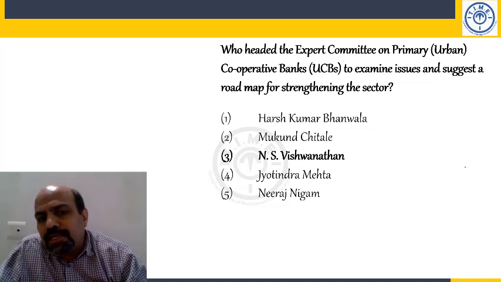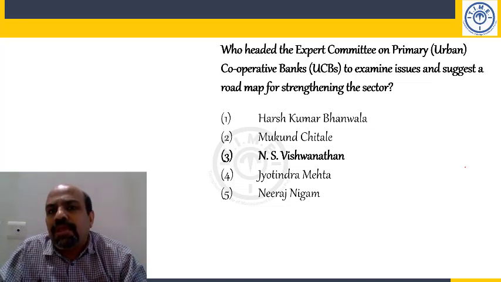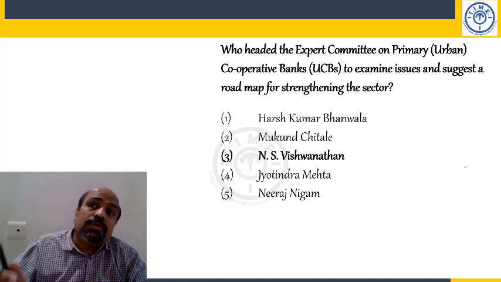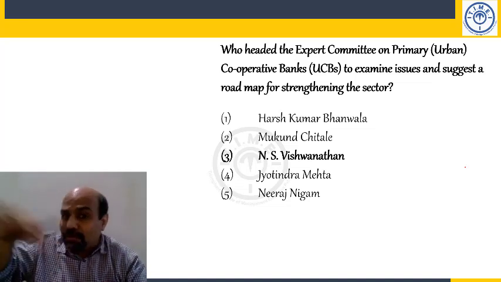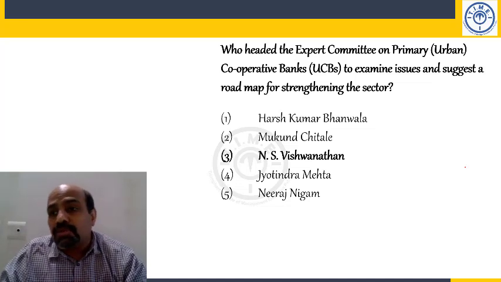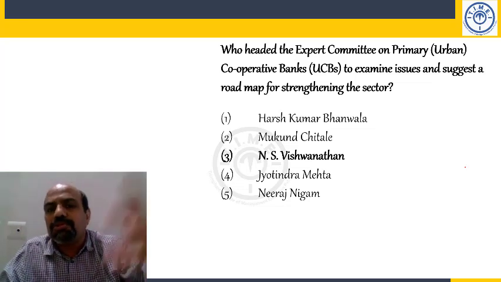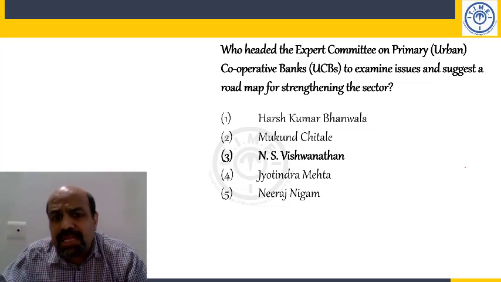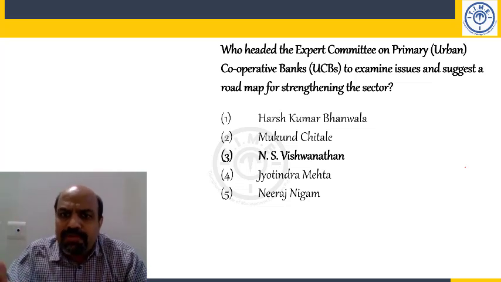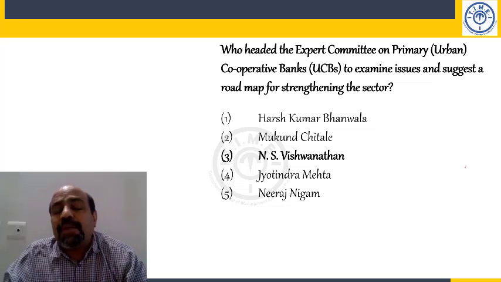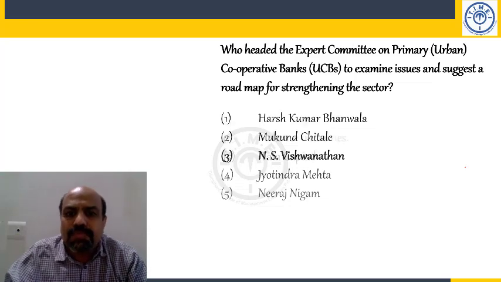So the idea is that this kind of committee would come up with certain recommendations and also evaluate the measures that the RBI had taken in the past and their impact on these banks in the last 5 years. So study what has already been done and recommend a few new steps for the future. That's the idea. And this N.S. Vishwanathan is an ex-RBI deputy governor. Harsh Kumar Bhanwala is the ex-chairman of NABARD. There's hardly anything to discuss.